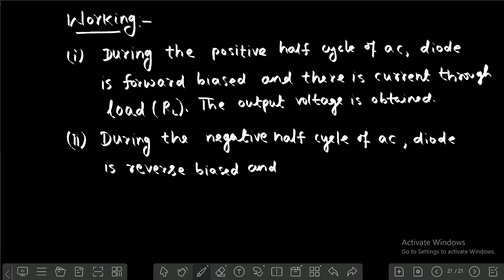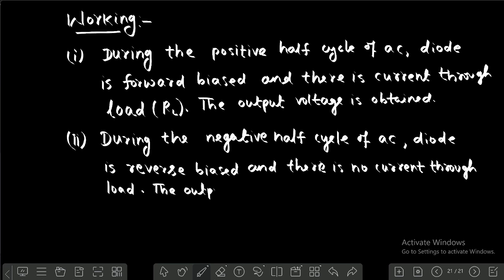There is no current through the load, so the output is not obtained across RL, right? The output is not obtained across RL. Output does not obtain.